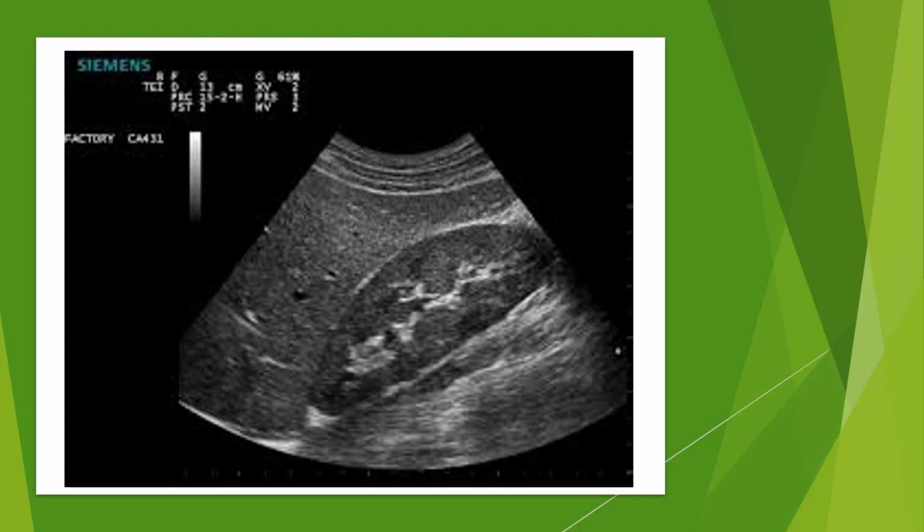Next picture is going to be that right posterior, where you're going to have the right lobe of the liver, the kidney, and between them, this space right here, Morrison's pouch.